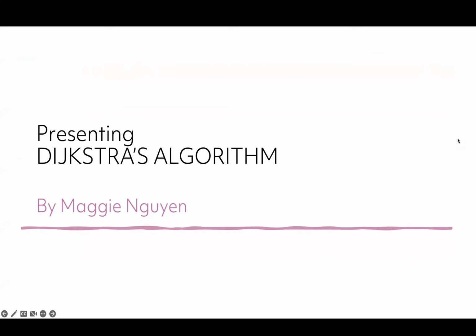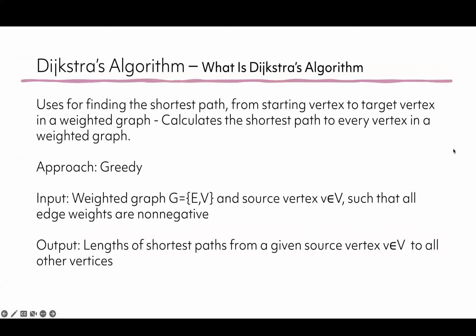Today I am going to present Dijkstra's algorithm. What is Dijkstra's algorithm? Dijkstra's algorithm is used for finding the shortest path from a starting vertex to a target vertex in a weighted graph. In other words, it calculates the shortest path to every vertex in a weighted graph. The approach is a greedy algorithm.